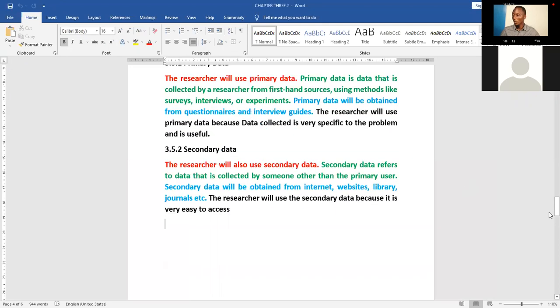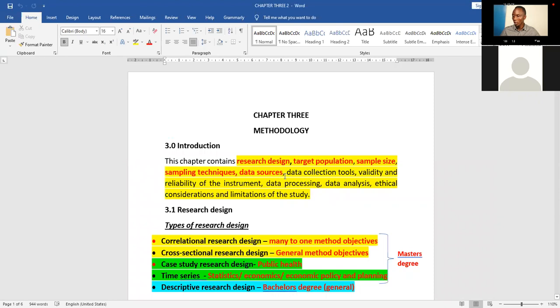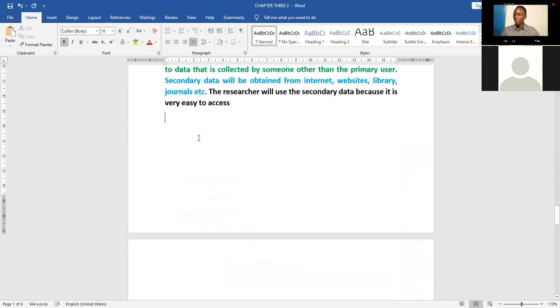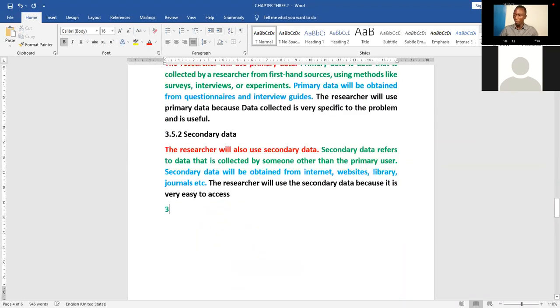Okay, so let us proceed. We did data sources. Now let us go to data collection tools. So data collection tools is going to be 3.6, which is data collection tools.